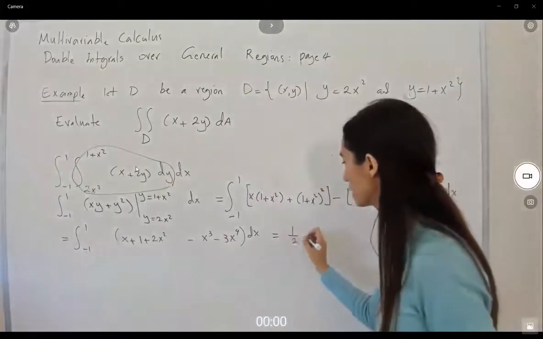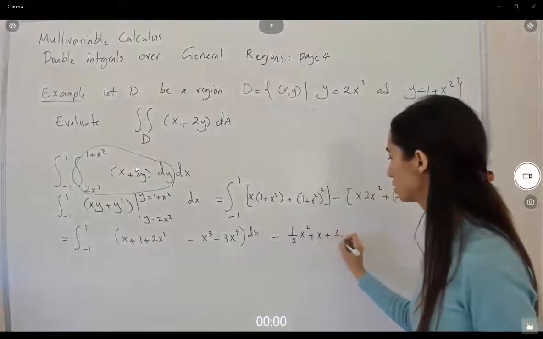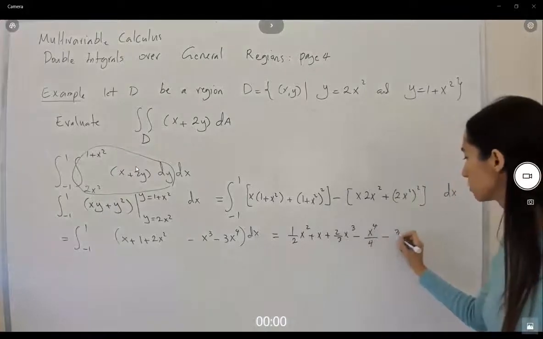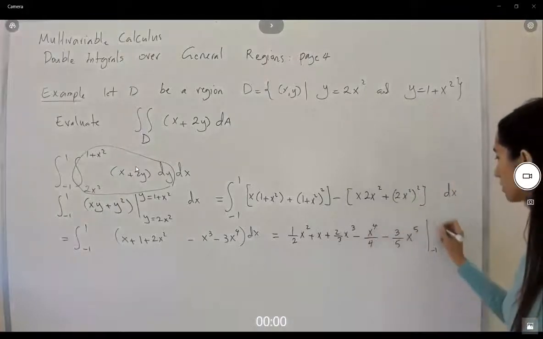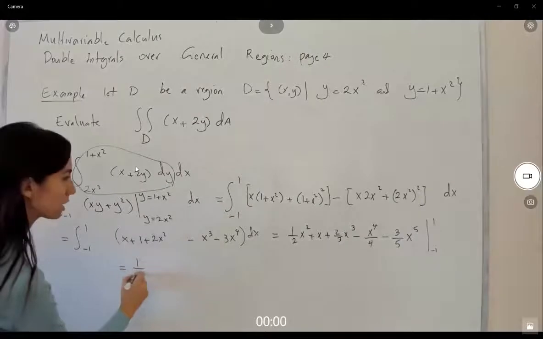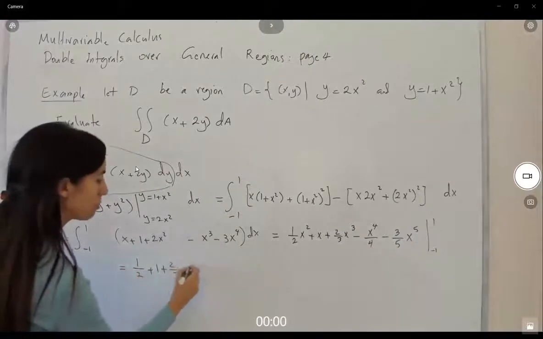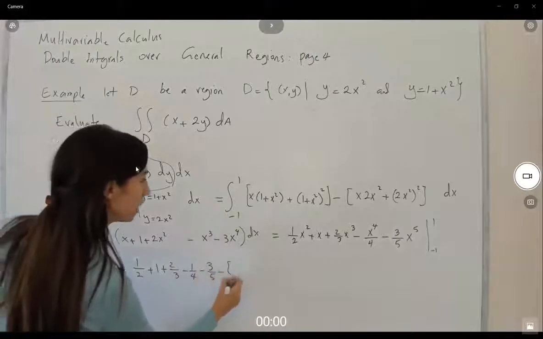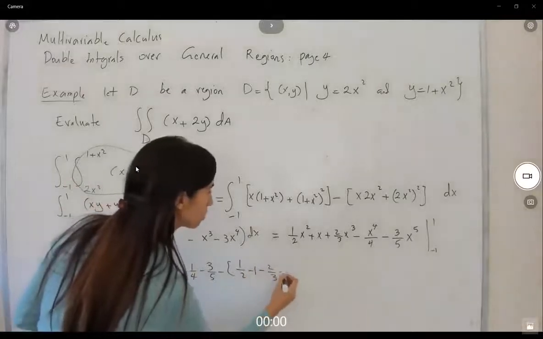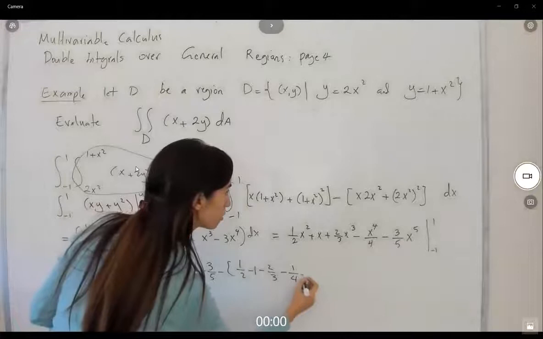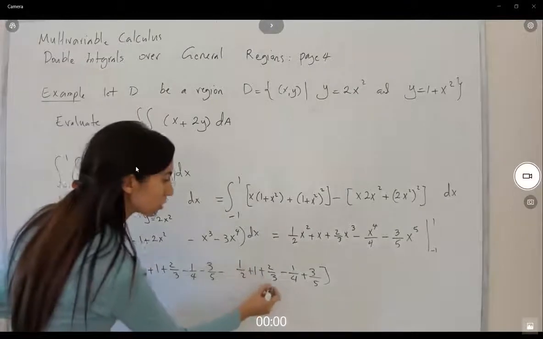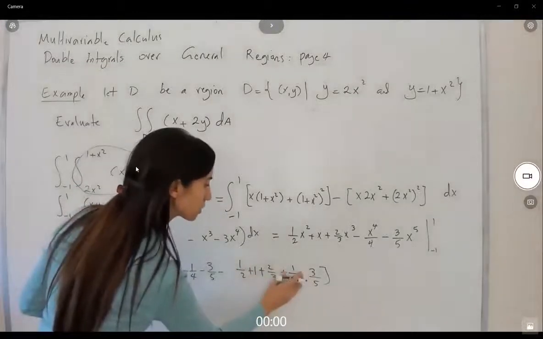You get a half x squared plus x plus 2/3 x cubed minus x to the 4th over 4 minus 3 over 5 x to the 5th, from -1 to 1. Very well. So here you get a half plus 1 plus 2/3 minus a 4th minus 3/5, minus, now we plug in the lower bound, you get a half minus 1 minus 2/3 minus a 4th plus 3 over 5. So let us distribute this negative sign. We get -1/2 plus 1 plus 2/3 plus a 4th minus 3 over 5.